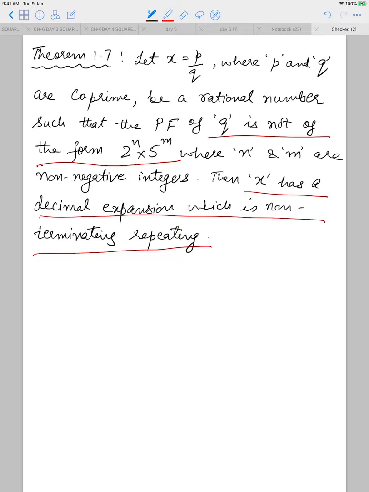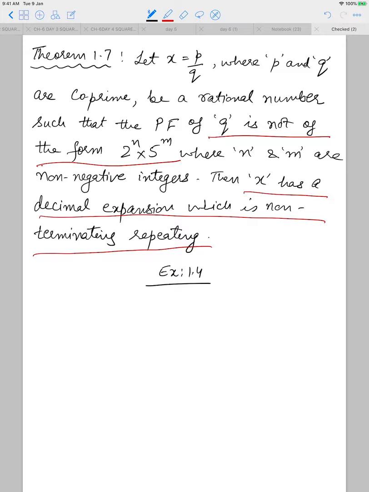And now let's start with exercise 1.4. Now exercise 1.4 says, first question, without actually performing the long division, state whether the following rational numbers will have a terminating decimal expansion or a non-terminating repeating decimal expansion. Because you know, rational numbers have only two types of decimal expansion, either terminating or non-terminating repeating. So out of all the given numbers, you have to decide whether they have a terminating decimal expansion or a non-terminating repeating decimal expansion.